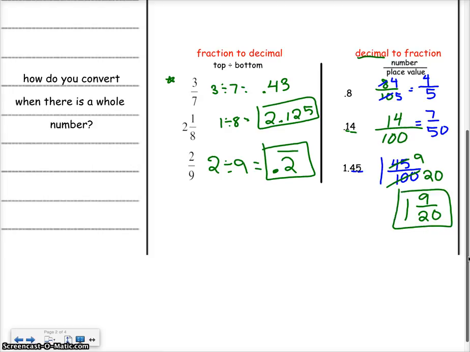So, do you feel you can convert from a decimal to a fraction? Yes. And the denominator represents the place value the decimal goes to. What do you do with whole numbers? You leave them till the end. You put them to the side. You deal with them at the end.